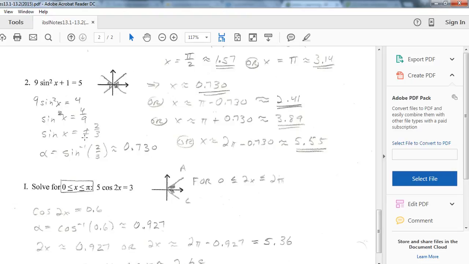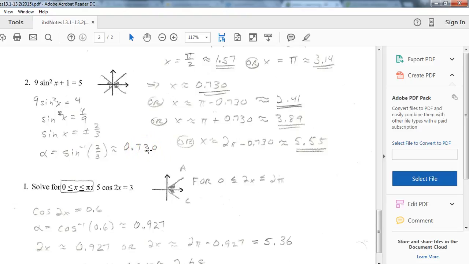A lot of times students will leave out the plus or minus, and they're going to miss out on half the points for this because they're only going to get half the answers. You got to do the plus or minus when you take the square root of both sides. So let's just start by looking at the positive solutions first. If I do my inverse sine of positive 2/3, I'm going to get 0.730.